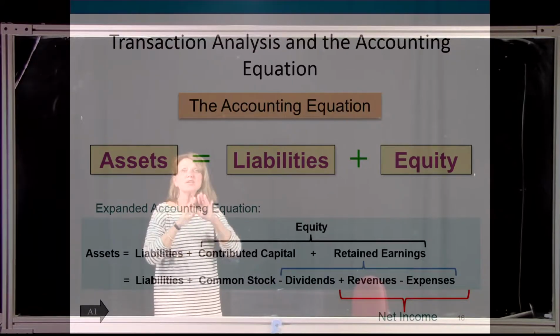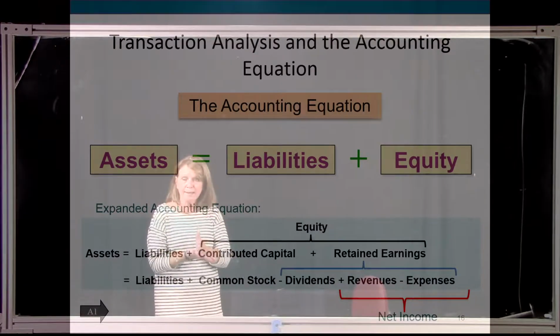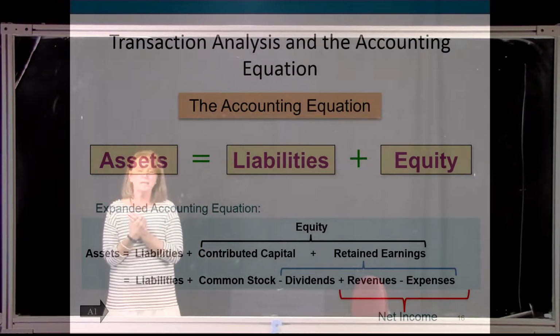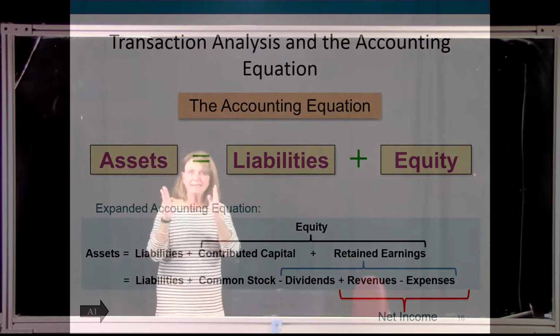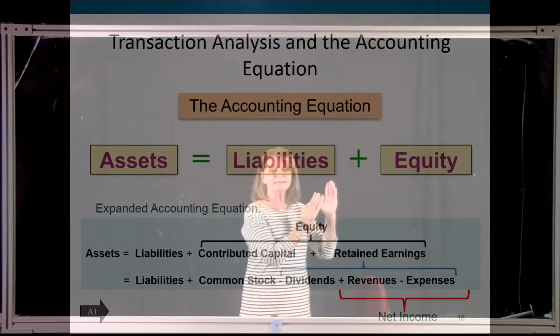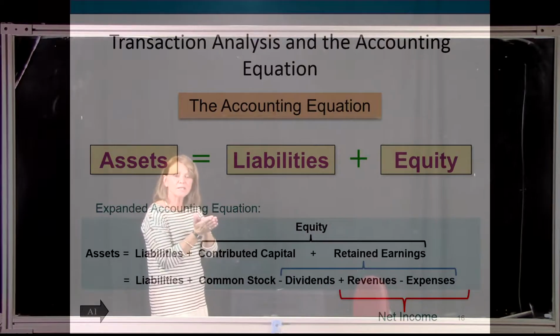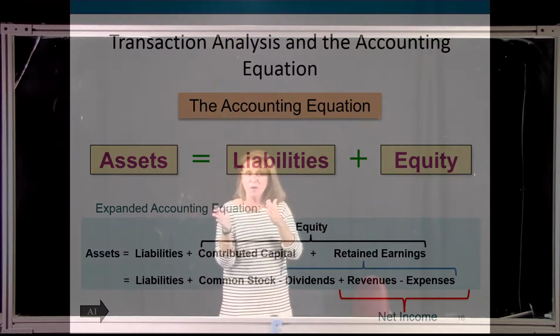The accounting equation, memorize this. Memorize it today. It's your first task in this accounting class. Assets equals liabilities plus equity. Assets equals liability plus equity. Assets are what the company owns. Liabilities plus equity is how they paid for it.